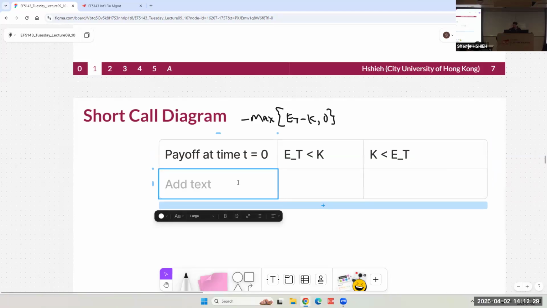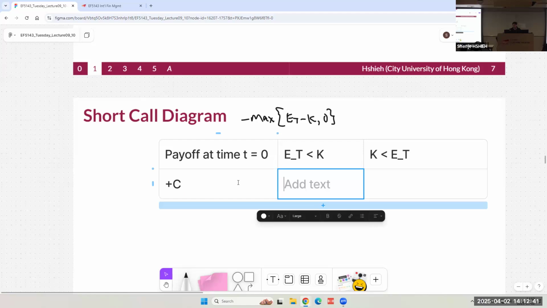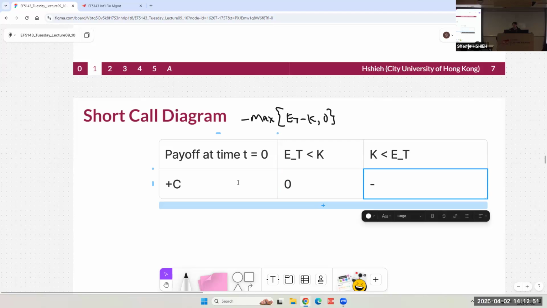All right, so at time T, if I'm short call, I am writing the call so I can sell it and make revenue inflow, so that's plus C. In the case in which the stock price is below the strike, my counterparty won't exercise, so that's a 0. That's great for me. But in the case in which he does exercise, I have to pay out minus ET minus K, which can be written as K minus ET.